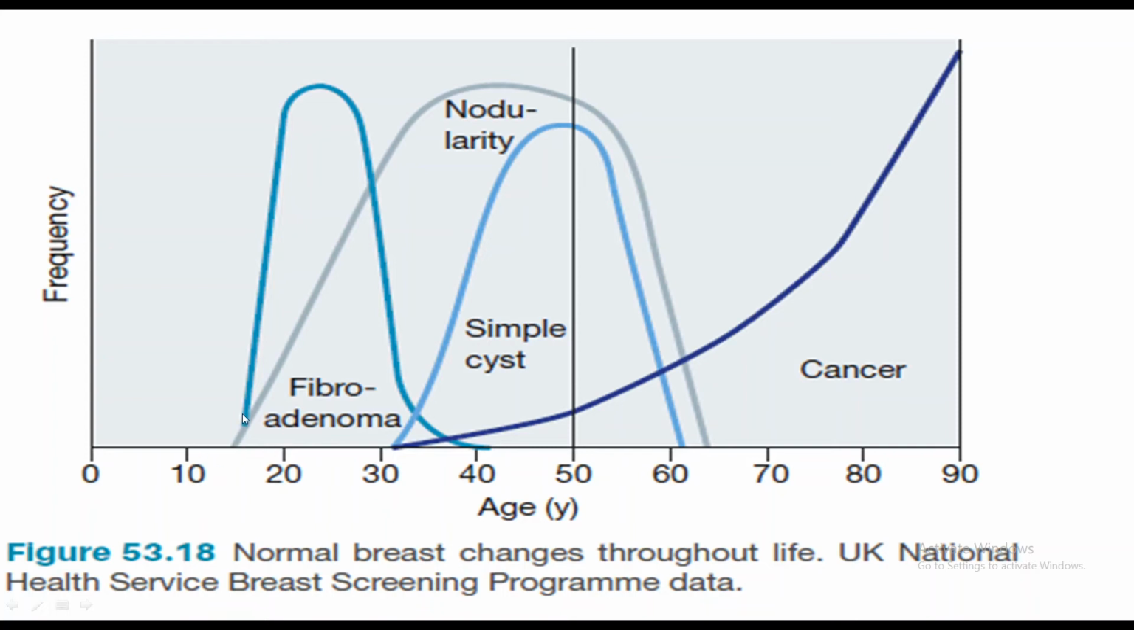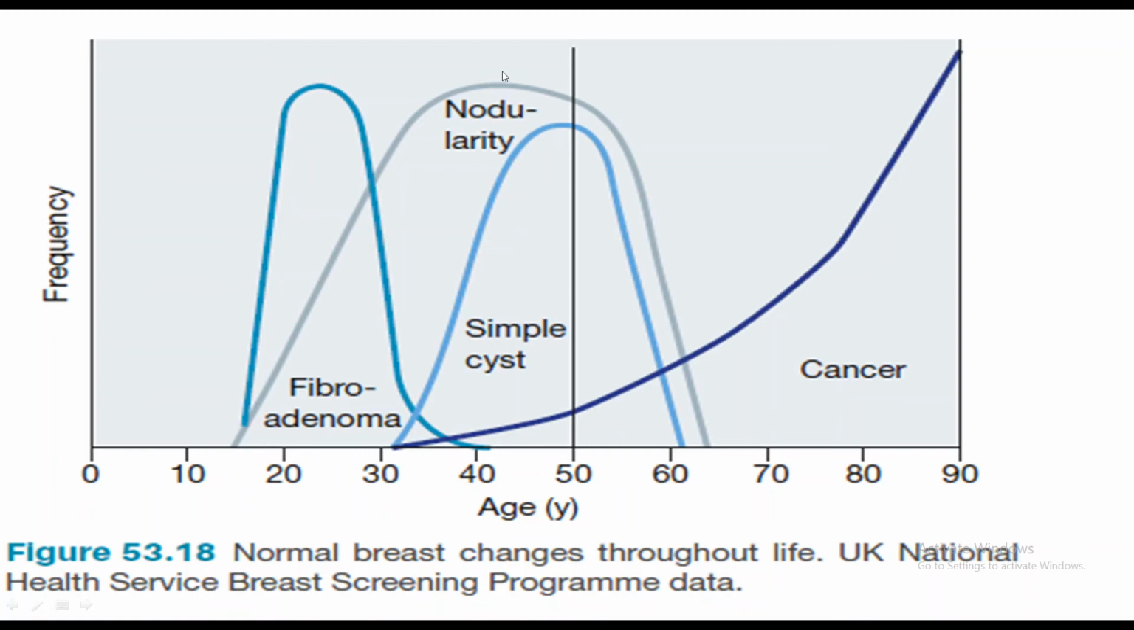Now this is fibroid. I'm sorry. What I have to do is, so see the graph again. Fibroadenoma, nodularity, simple cyst, and cancer. So fibroadenoma starts at around 15 years of age and peaks at around 20-25. By 40 years it disappears. So after 40 years the diagnosis of fibroadenoma is very unlikely.